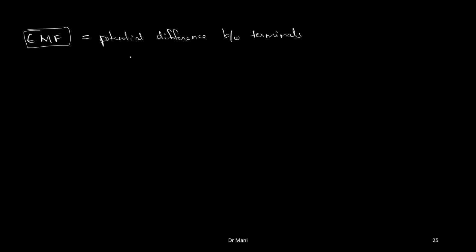So this electromotive force, EMF, is equal to the potential difference between the terminals when no current is passing through the circuit. Remember, this is very important. When current is passing through the circuit, the potential difference changes, so you should consider the EMF when the current is not passing.